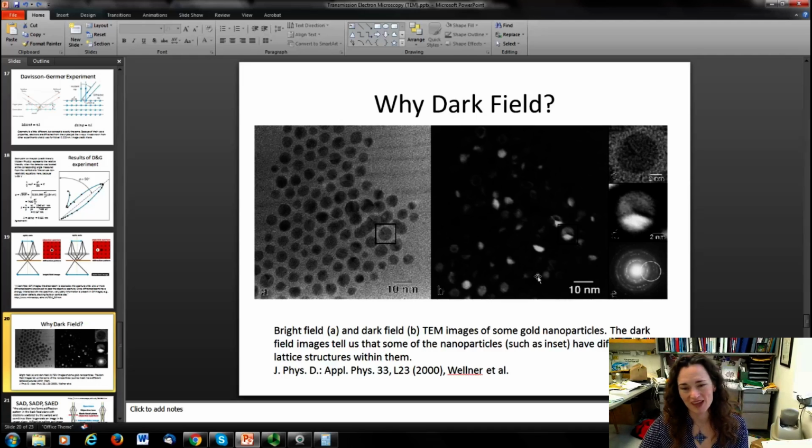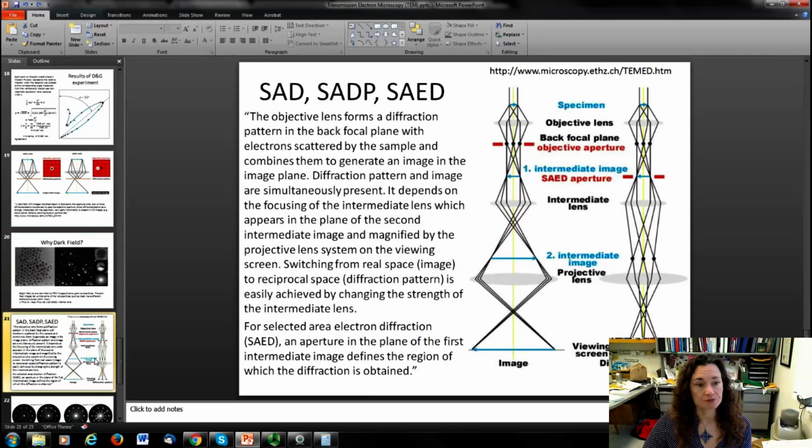So this, by the way, was taken from a publication in the Journal of Applied Physics D by Wellner and colleagues, and it was to examine the structure of these nanoparticles that they had fabricated. Now you can generate dark field images or pictures of your sample and get it that way. You can also generate the diffraction pattern itself.